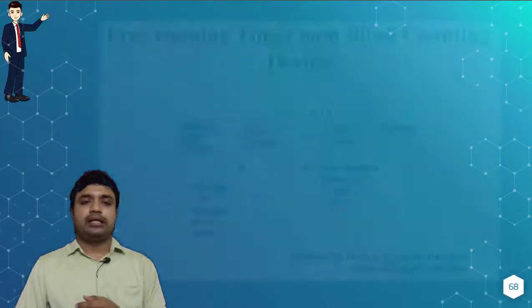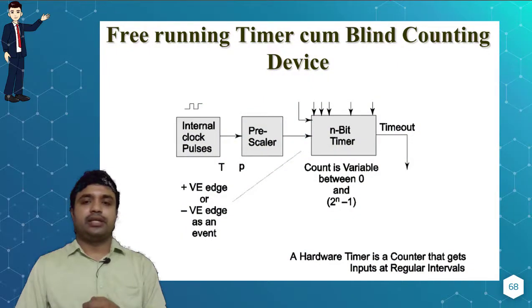Okay, and this is the block diagram for the free running counter. Here you can see the pre-scaler unit is considered to be the most important unit for a free running counter device.